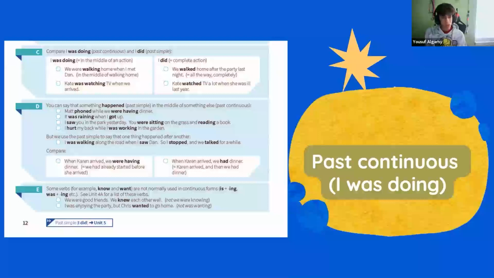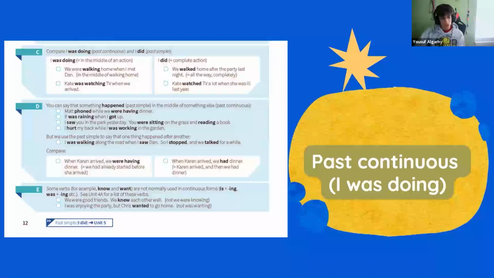So you can say that something happened, as in past simple, in the middle of something else in past continuous. So like Matt phoned while we were having dinner. It was raining when I got up. I saw you in the park yesterday. You were sitting on the grass and reading a book. I hurt my back while I was working in the garden. But we use the past simple to say that one thing happened after another. So like I was walking along the road when I saw Dan. So I stopped and we talked for a while.